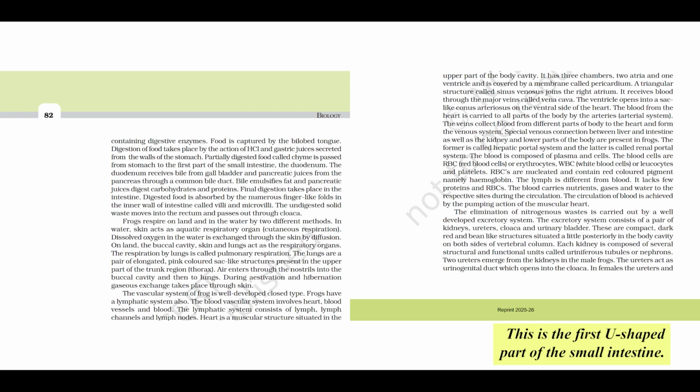This is the first U-shaped part of the small intestine. Here, a critical step in digestion occurs. The duodenum receives two vital secretions through a common bile duct: bile from the gallbladder and pancreatic juices from the pancreas. The bile plays a crucial role in emulsifying fats, breaking down large fat globules into smaller droplets. This vastly increases the surface area for fat-digesting enzymes.